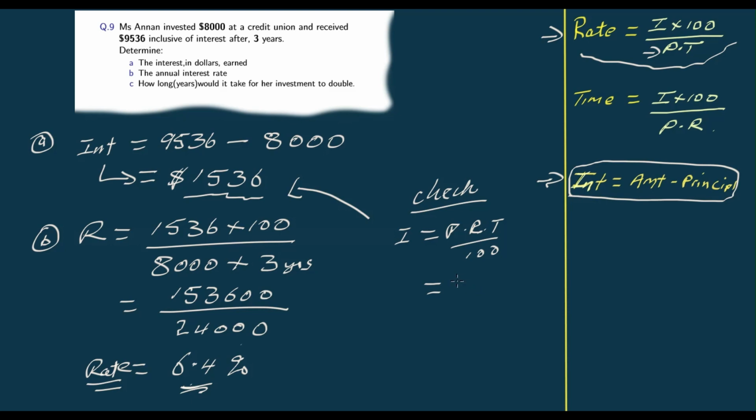So again, the principal was 8,000 multiplied by the rate, which is 6.4, multiplied by time, which is 3 years, all over 100. And indeed, when this is worked out, we got an interest of 1536. So this rate then is our correct answer, because after plugging it into the formula, we got back the same interest of 1536. Hence, we know that it is a correct number.